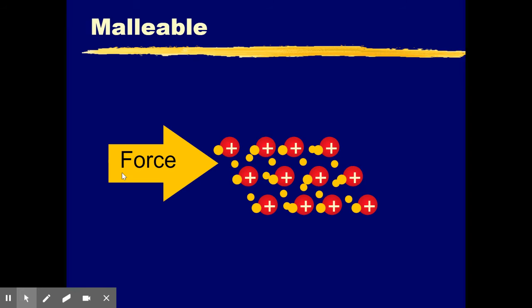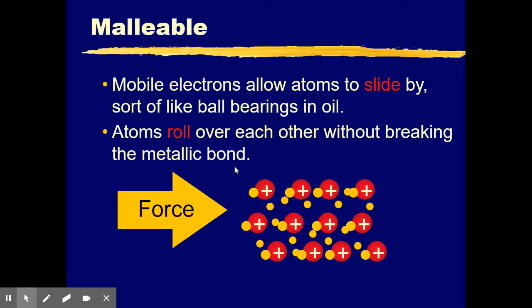All right, so here you have your cations, the metal ion, and the electrons surrounding it. And the electrons actually act kind of like a hinge. So when you bend a metal, the atoms roll over on the electrons themselves, which is why you don't really break the metallic bond. You can just bend it.